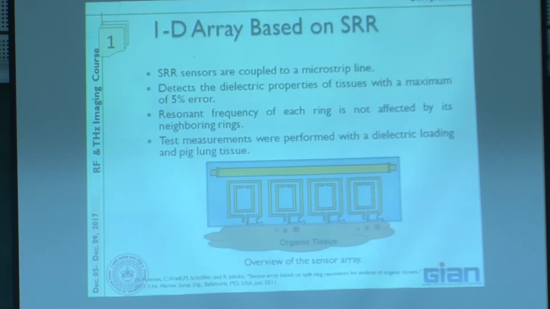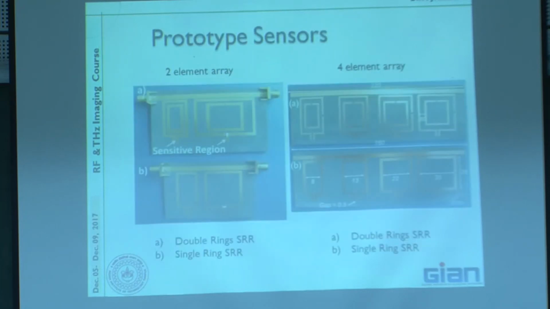Lastly, some people have tried to make an array of this. For example, there are 4 of them put on the same device, then you put some tissue on the top in these gaps, and then you can obtain what we call the image of this. This is something other people have tried.